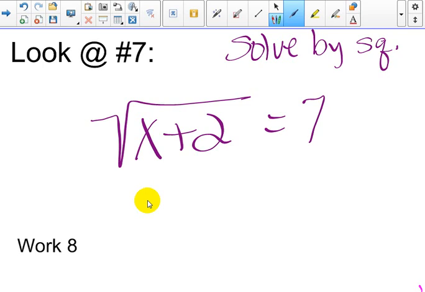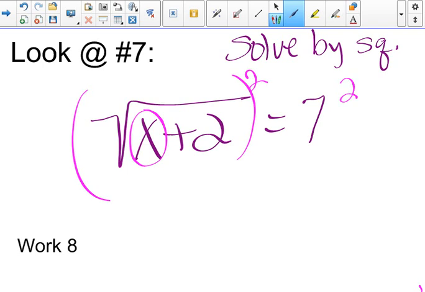Okay, I'll give you a break here. So for number 7, they give us the square root of x plus 2 equals 7. So let's just solve for x, right? What's the first step? Square each side and get rid of that square root. So we're left with x plus 2 equals, and 7 squared is 49.